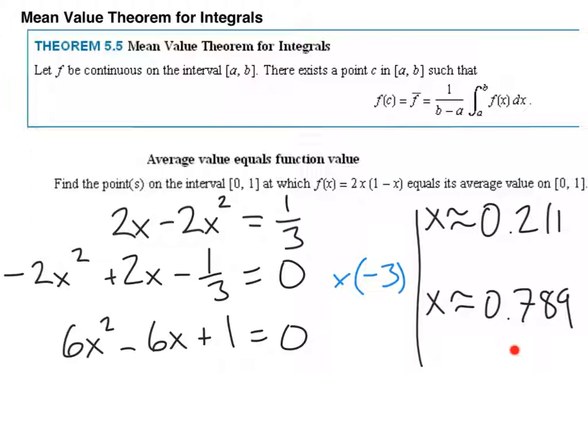Both of these values are rounded, so there's a little bit of error, but both of these solutions, if you want to get an exact value out of the quadratic formula, should make our function equal to 1/3. And as you can see, they're both numbers between 0 and 1. So when it says find the points, there could be one, there could be multiple. In this case, there were two. So these are our two answers. These are the two values that make our function equal to the average value.